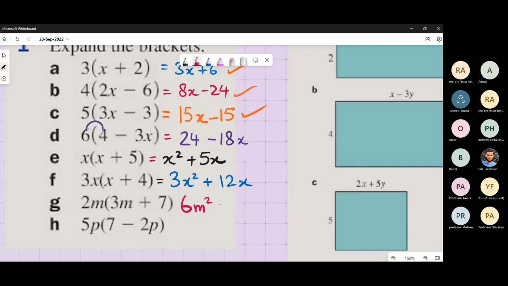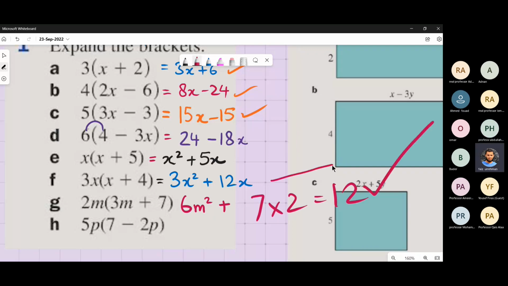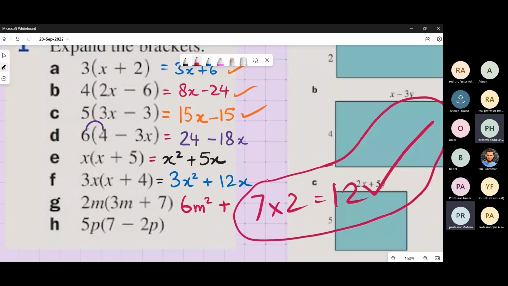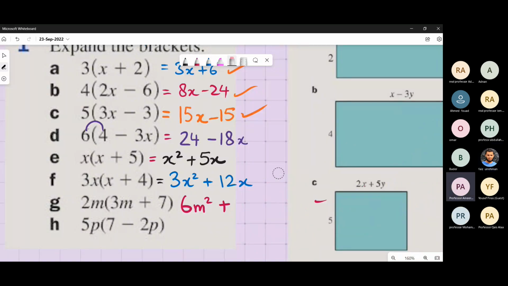6m squared plus 12m. 21? Mashallah. 7 times 2 is 14. We have a new scientific discovery. It's plus 14, yes, plus 14. The scientists have been calculating something wrong for the past 1,000 years, and today we got the final answer correct: 6m squared plus 14m.